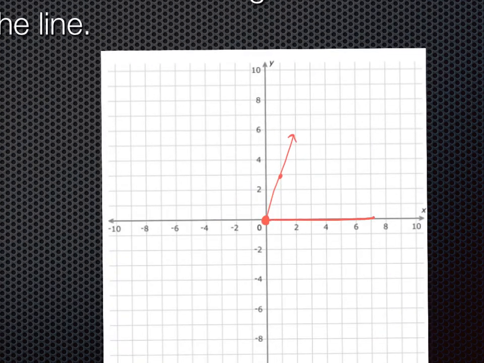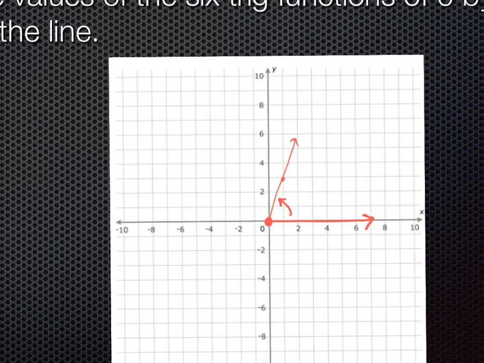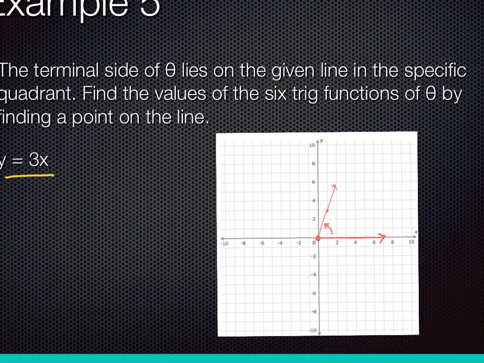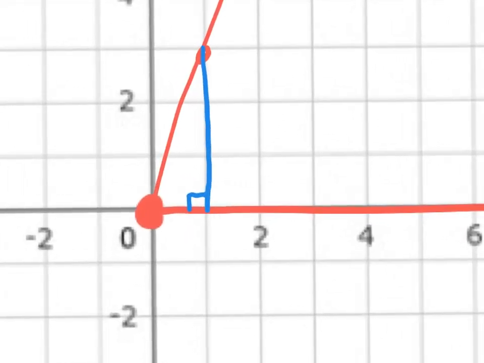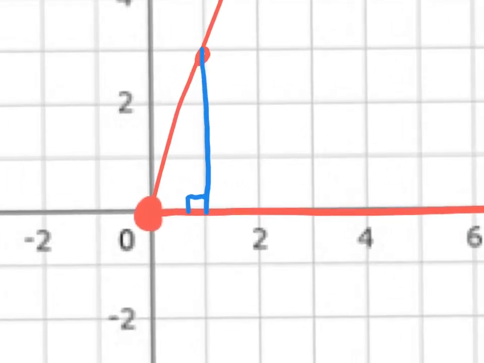So if this is my initial side, that's my terminal side, I can draw a little triangle and then find the values of the 6 trig functions. So if I cut it off at the point that I actually drew, then my triangle looks like this. And my slope was 3, right? So what's the horizontal distance? From here to here would be 1. The vertical distance, 3.